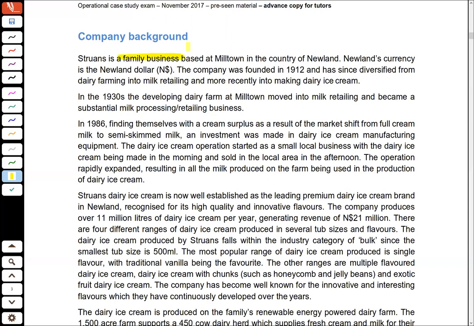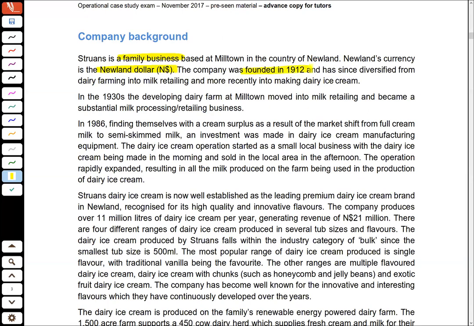We're told where they're based then, at Milltown in the country of Newland, and we're dealing with the Newland dollar. It is important that you know the metric, guys. In your case, I know that you will be referring to a dollar because you're used to doing that in terms of your studies. However, when you're typing about anything, it is important that you appreciate who we are and where we are, so make reference to the Newland dollar as well.